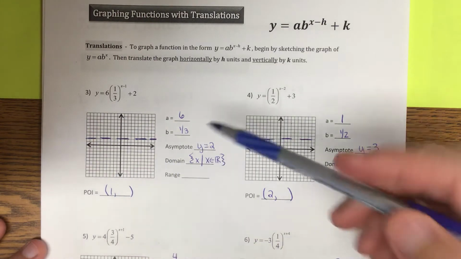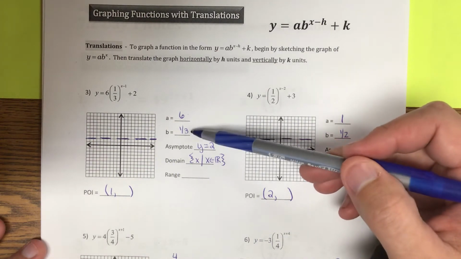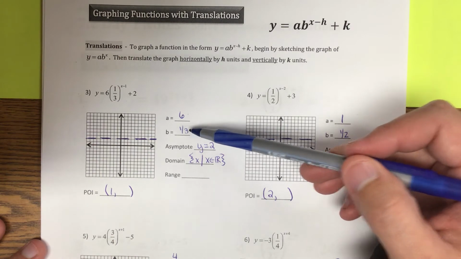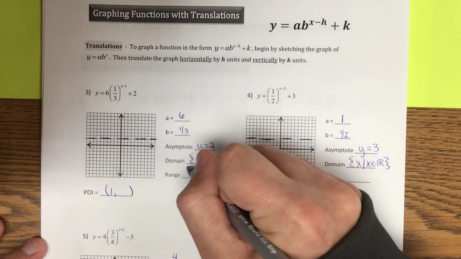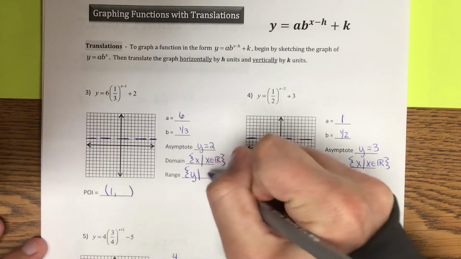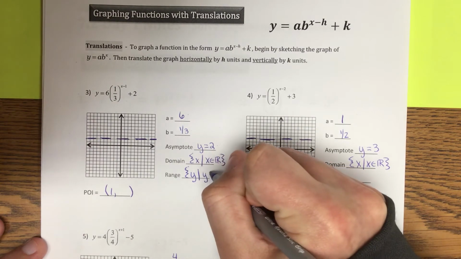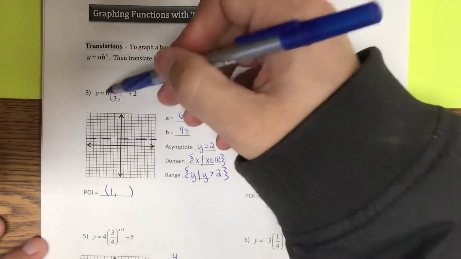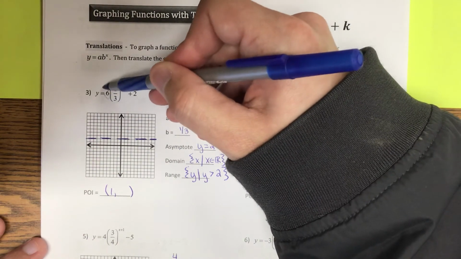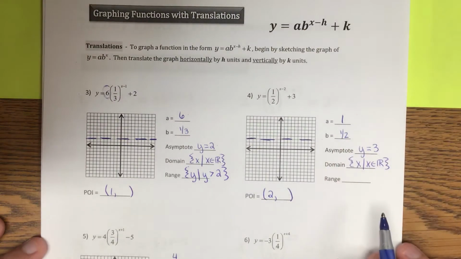But for number 3, the A value is 6. The B value is 1/3. My asymptote, Y equals 2. The domain, of course, is any real number. The range should be Y such that Y is greater than 2 because the graph is above the asymptote.